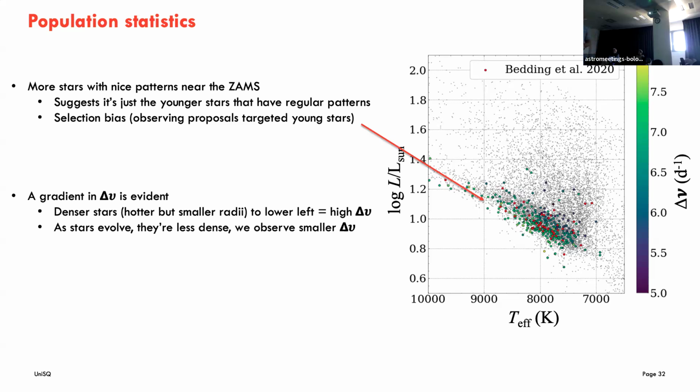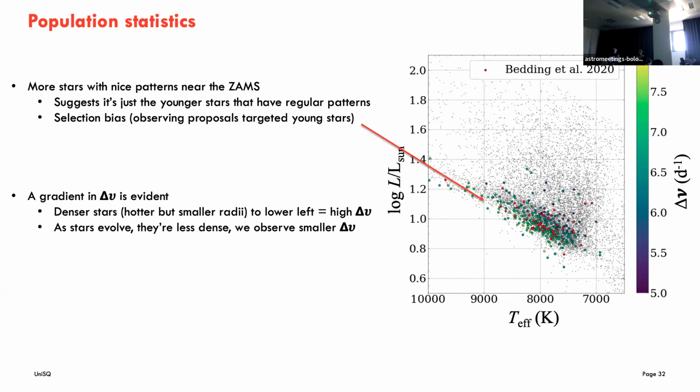We also see a gradient in delta nu in the HR diagram. So the delta nu is encoded with color here. Higher delta nu means denser stars. As we expect, the stars towards the lower left, which are smaller and denser, have higher delta nu. And as we move up and right, those values of delta nu tend to get lower. That is also expected. As stars evolve, they move up, they move right. And so we expect to observe those smaller values of delta nu higher up.